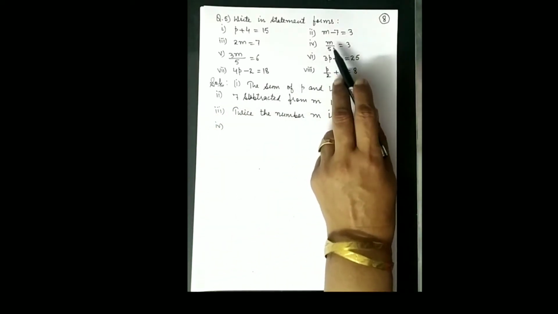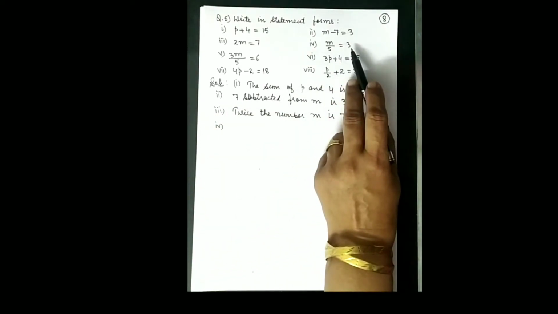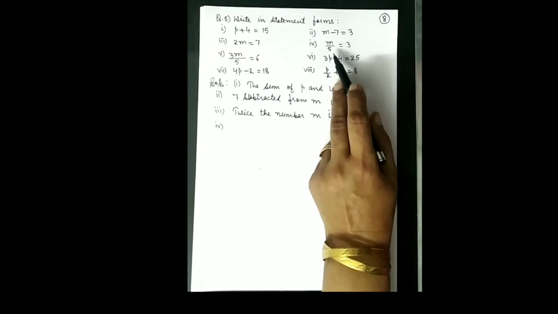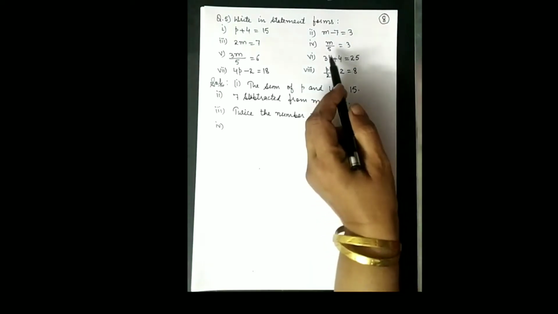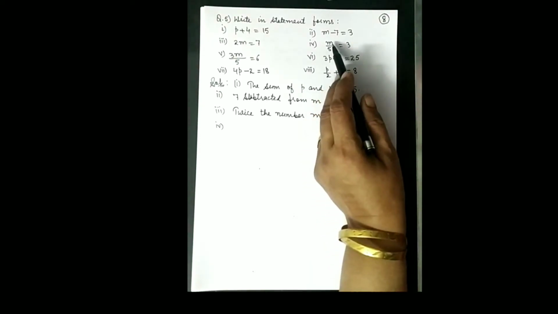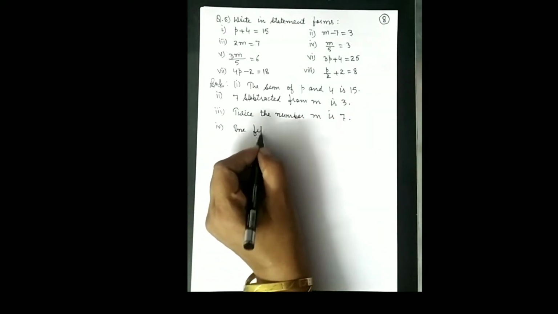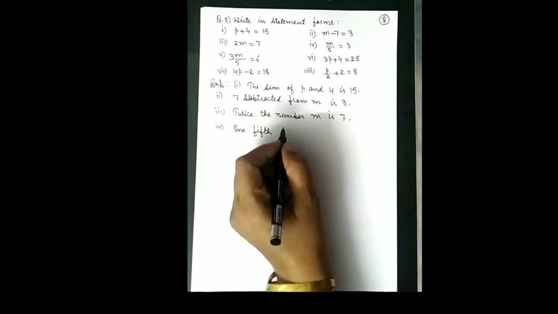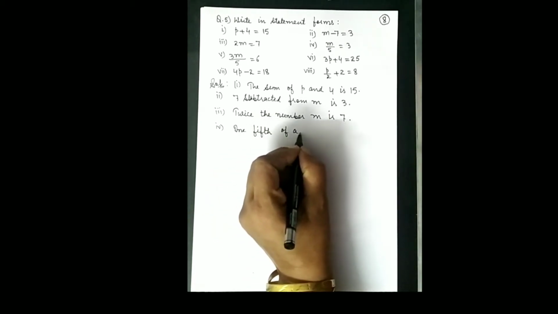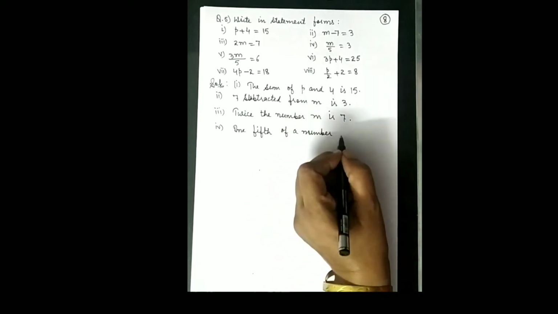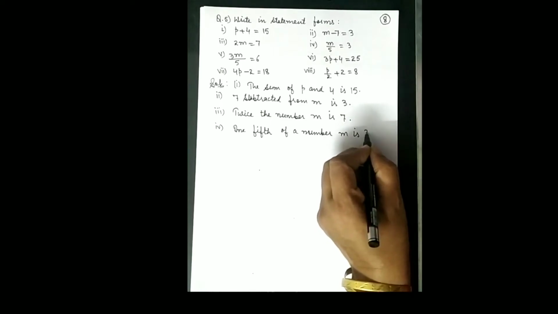Fourth part: M upon 5 is equal to 3. So how will you write, students? M upon 5, that is 1/5 of the number M. So how will you write? 1/5 of a number M is 3.